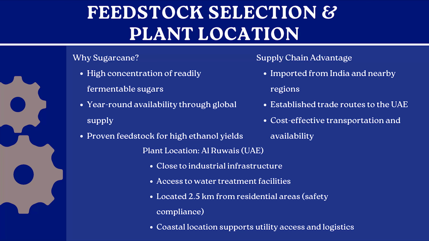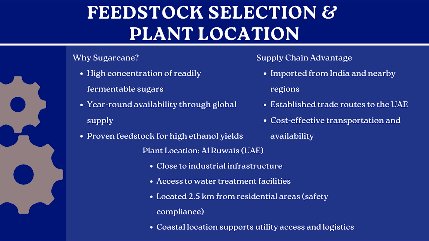Feedstock selection and plant location. Why was sugarcane selected? Because it has a high concentration of readily fermentable sugars. It has year-round availability through global trade routes. And because it is a proven feedstock for high-quality ethanol yields. Also, the supply chain advantage was one of the main reasons.